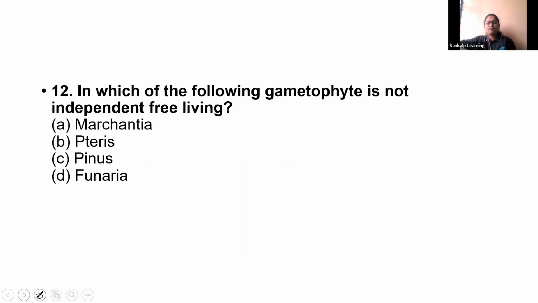Next question. In which of the following gametophyte is not independent free living? Marchantia, Teres, Pinus, Funaria. In which of the following gametophyte is not independent?